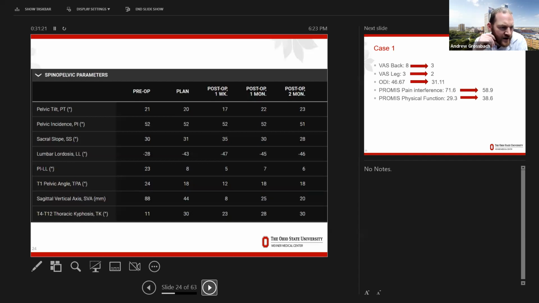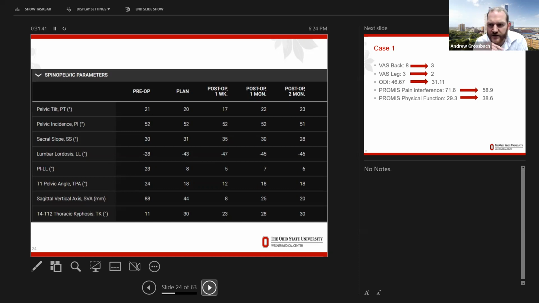Then looking at her SVA, she went from 8.8. We plan to get her down to about 4. We were down to 8 millimeters initially post-op, and then as that thoracic kyphosis kind of settles, she gets back to 25, 20 at 2 months.